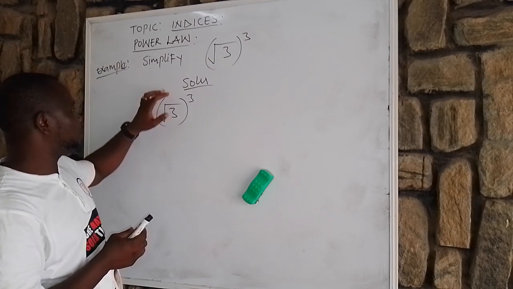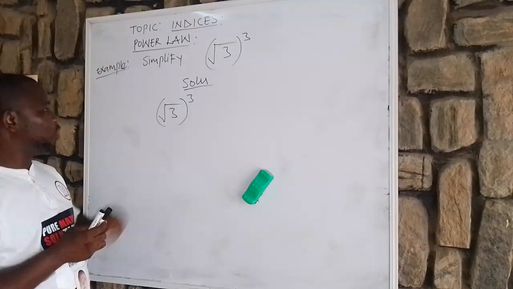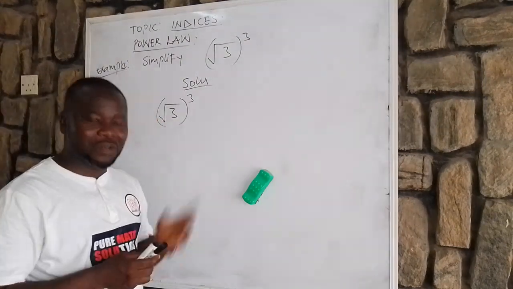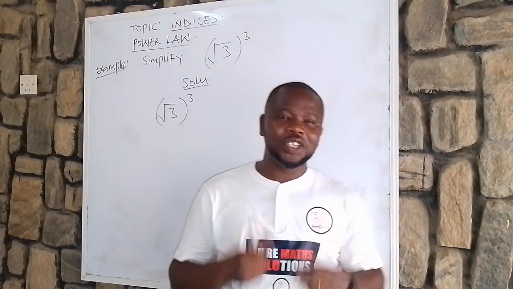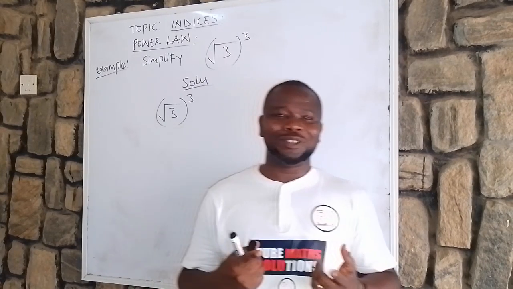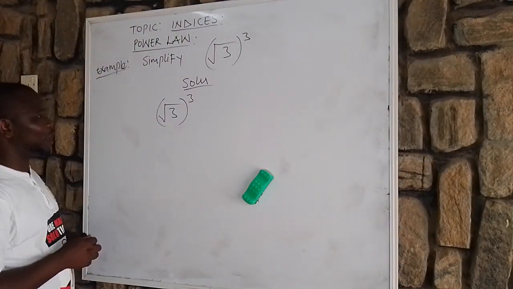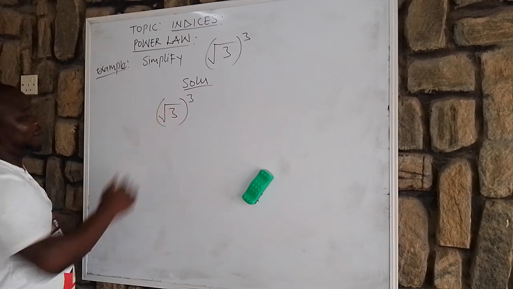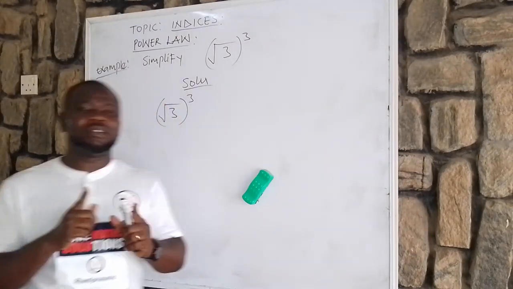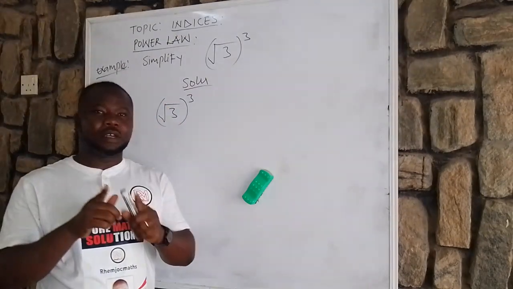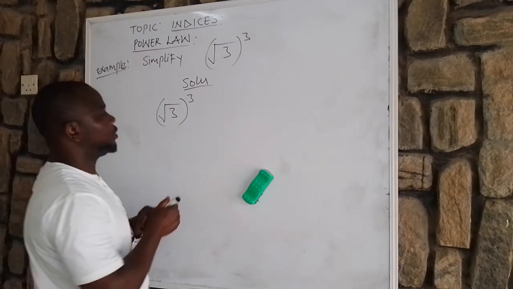You know that this question is coming from indices, true or false? But look at it. Which of the laws are you going to apply? Look at it very well. Is it multiplication law, division law, or power law? Which one? I know you are confused because there is no power here. But mathematically, if you can see what I am seeing, there is a power here. Although I did not explain to you, let me just show you something.